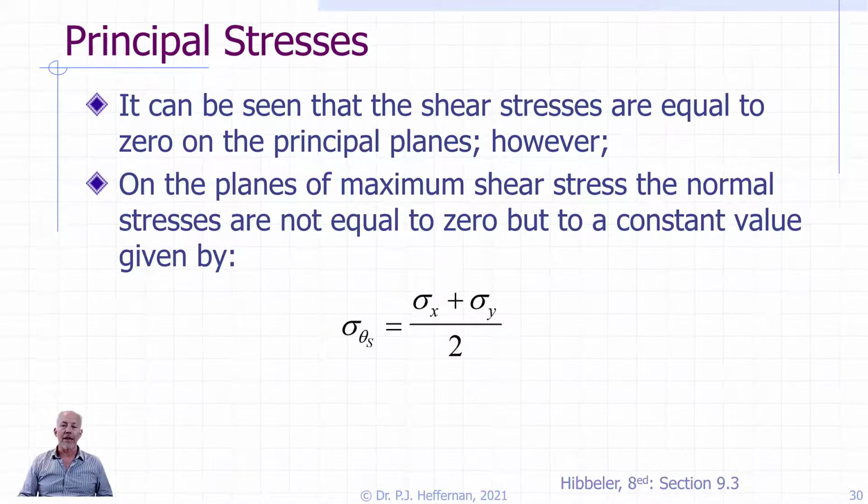And the value for that is equal to sigma x plus sigma y over 2, or the average of your stress components in the xy orientation. Now, this too is a piece of that equation. There were two pieces of the equation to calculate the principal stresses. So this is the other piece. One gives you the value of your maximum in-plane shear stresses. The other piece gives you the value of your normal stresses on the plane of maximum in-plane shear stresses.